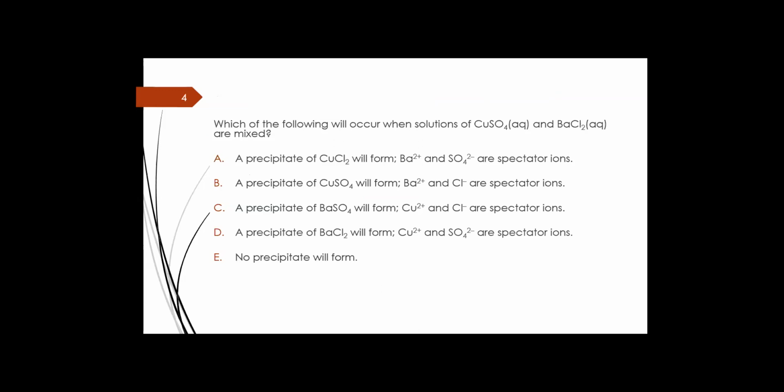Next scenario, which of the following will occur when solutions of copper sulfate and barium chloride are mixed? Do we form a precipitate? Do we not form a precipitate? And if we do form a precipitate, what are going to be our spectator ions? We should create our box. We have our copper 2+, SO4 2-. We have our barium, Ba 2+. We have a chloride 1-. So we should have copper chloride, CuCl2, and barium sulfate.